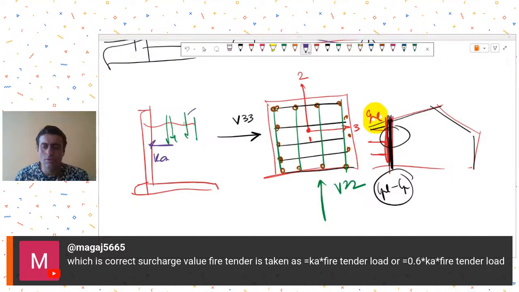So I don't know from where you are getting 0.6. Generally we take it as Ka. So whatever was the surcharge pressure, we take Ka into surcharge pressure and apply it as a rectangularly distributed load.